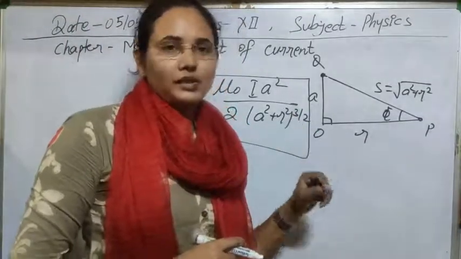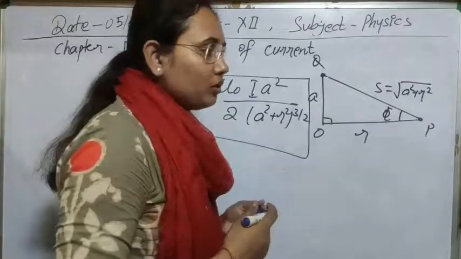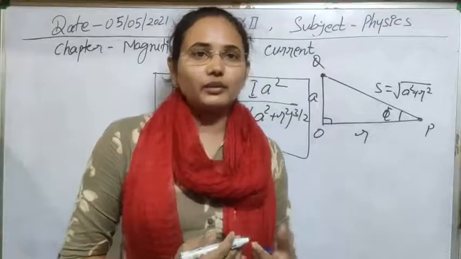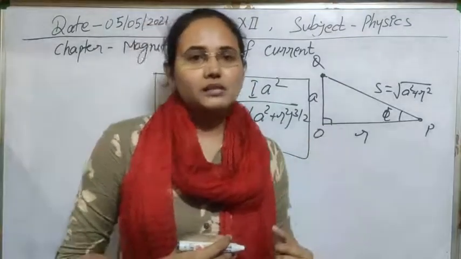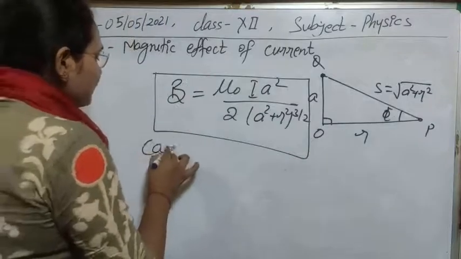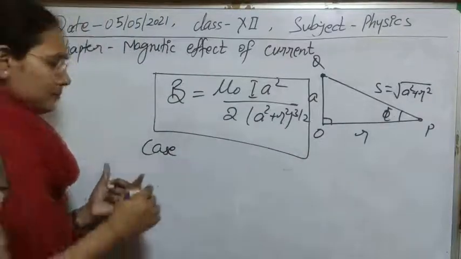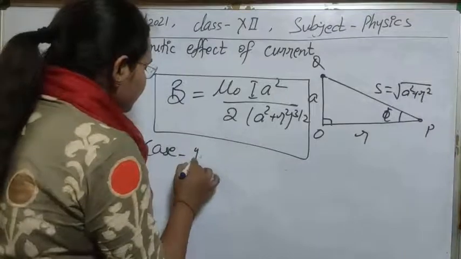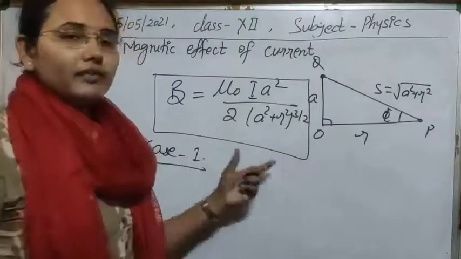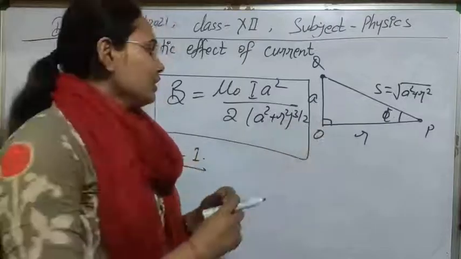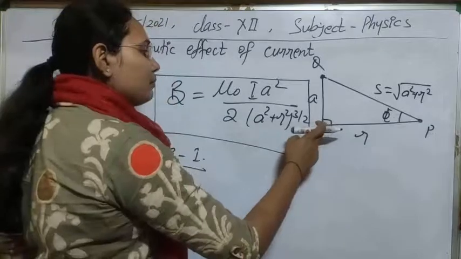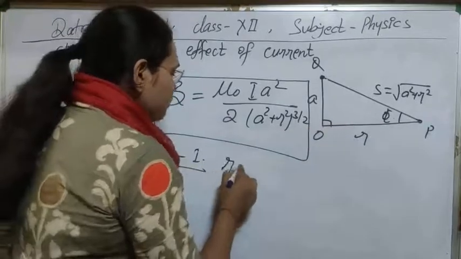This is a very important expression for your examination, and if you have any kind of loop, you can find the magnetic field due to it easily using this formula. Now let's see again, just like the straight conducting wire, we have some cases here. In the first case, we calculate the magnetic field at the center. The point lies at O, so R will become 0.